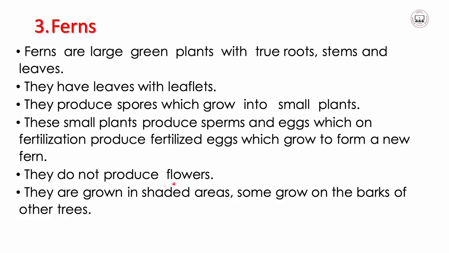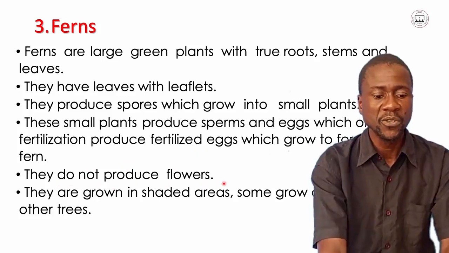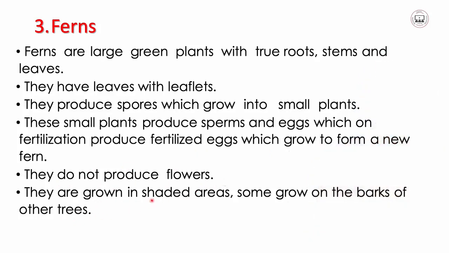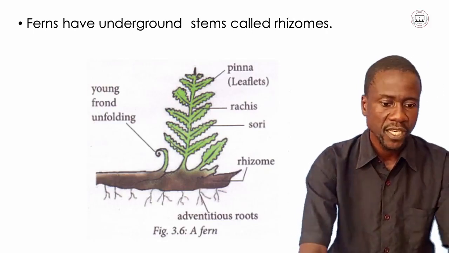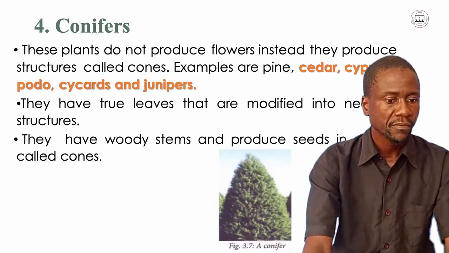They do not produce flowers, and they grow in shaded areas, and some grow on the backs of other trees. This could be a very good illustration of the ferns. Ferns have underground stems called rhizomes. This could be the stem, and this is the growing fern. We still have more examples of the non-flowering plants, and now we can go to conifers.